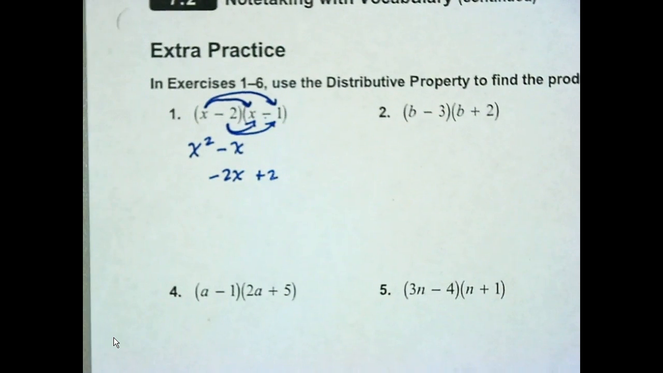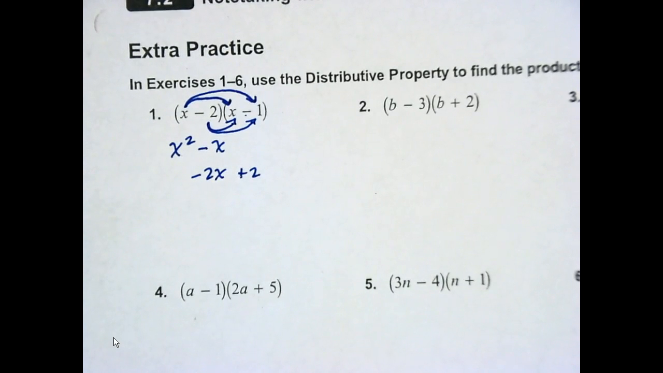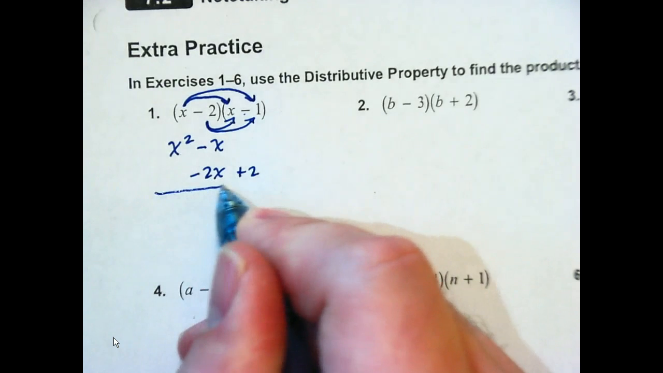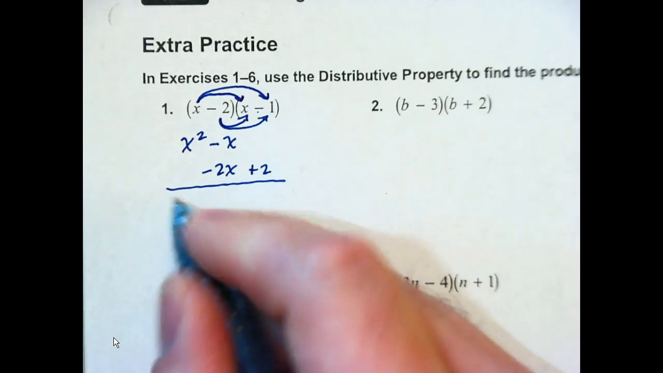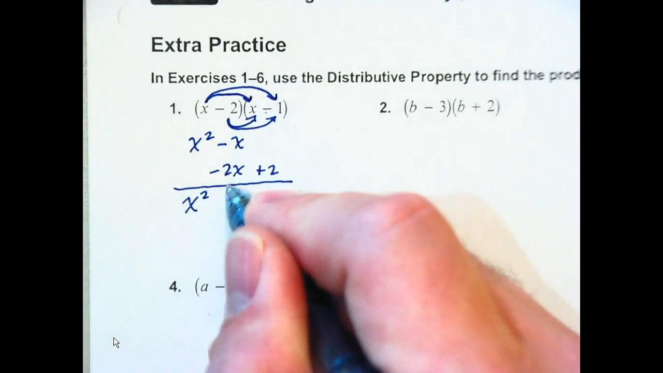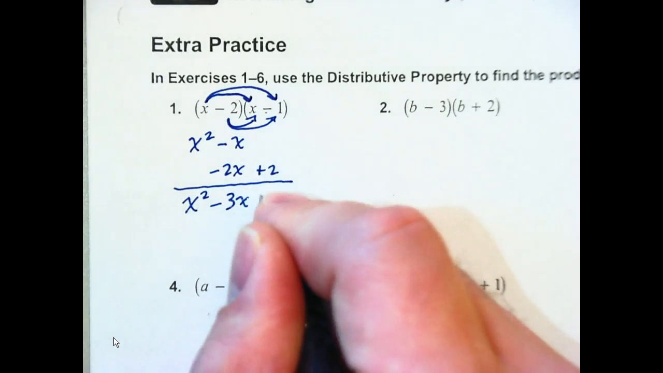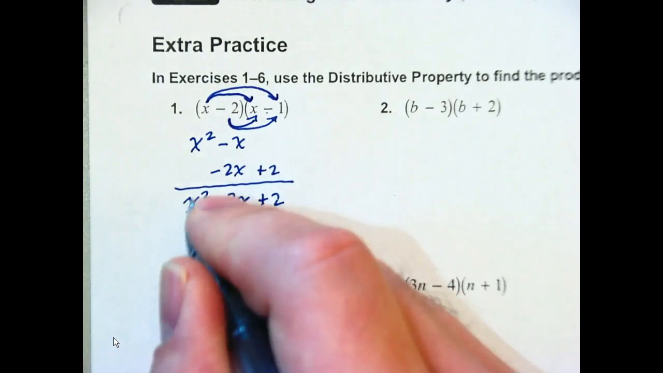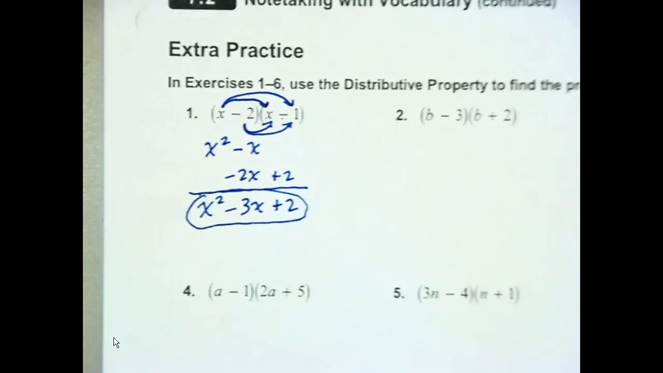Now you'll note when I wrote those out, I didn't put them in a straight line. You can. I didn't. I like to stack my like terms like this, probably because that's the way I learned it. Here's x squared. There aren't any other squared terms, so I'm adding down now. Here's negative x and negative 2x, which is negative 3x, and there's only a plus 2. So by using the distributive method, you're actually doing FOIL there. Kind of the same idea.